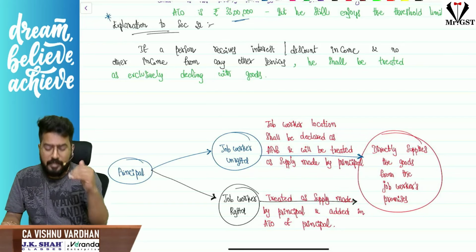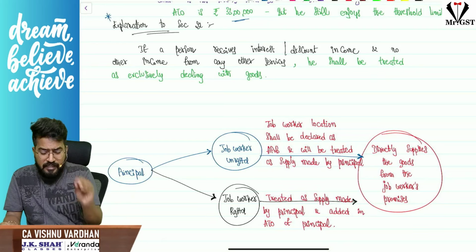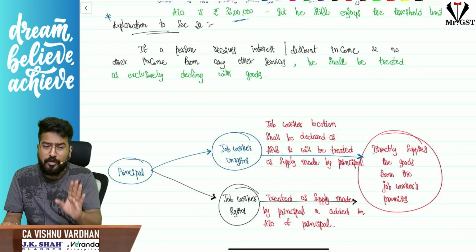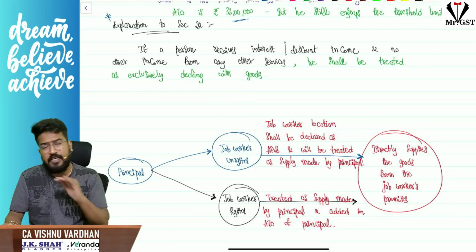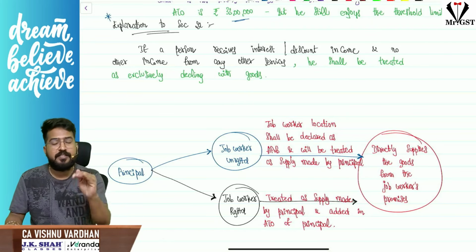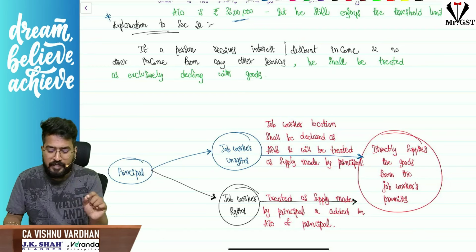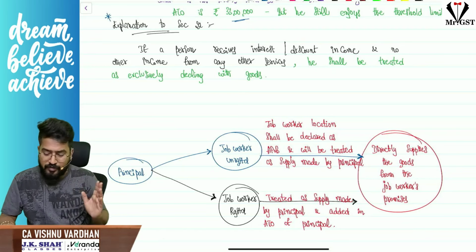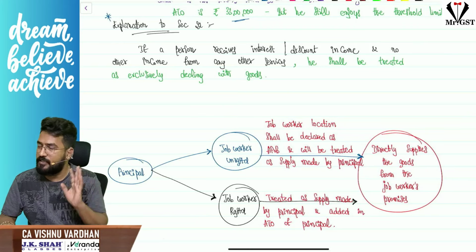So as the law says, if any person is receiving interest income or discount income alone, and he is dealing only with goods, but he has only one service income, that is interest, then still he will be treated as exclusively dealing with goods, and hence he is eligible for the threshold limit of 40 lakhs. That is the concept.